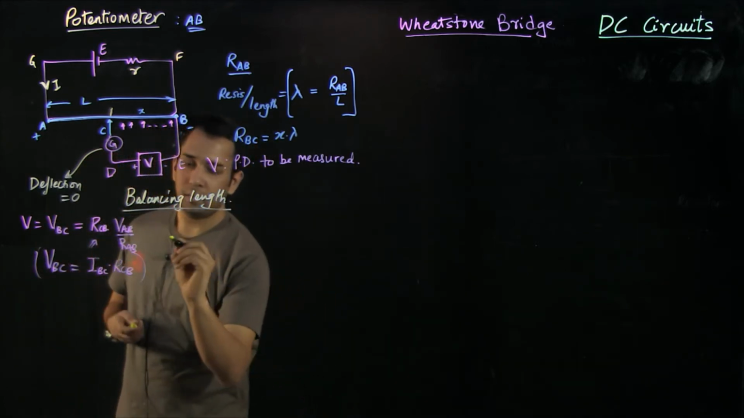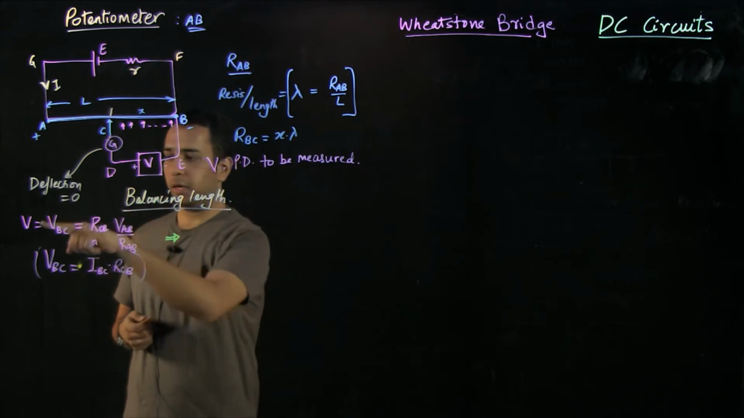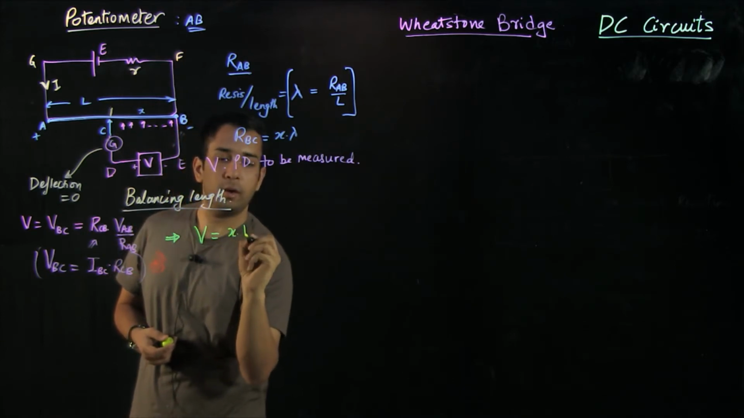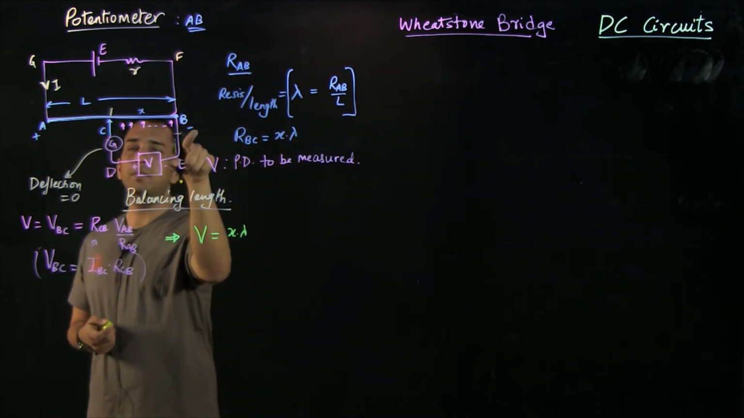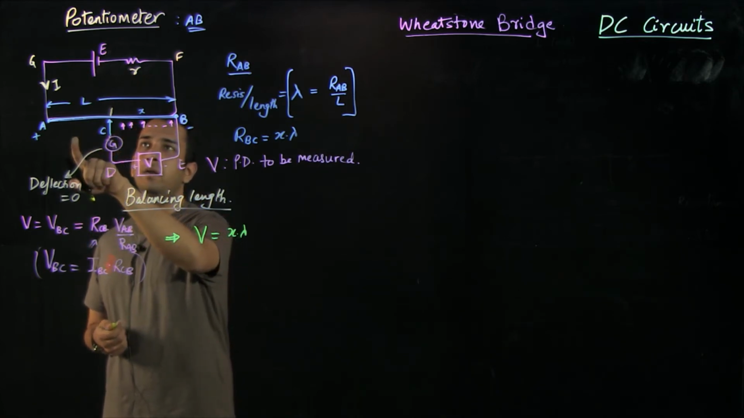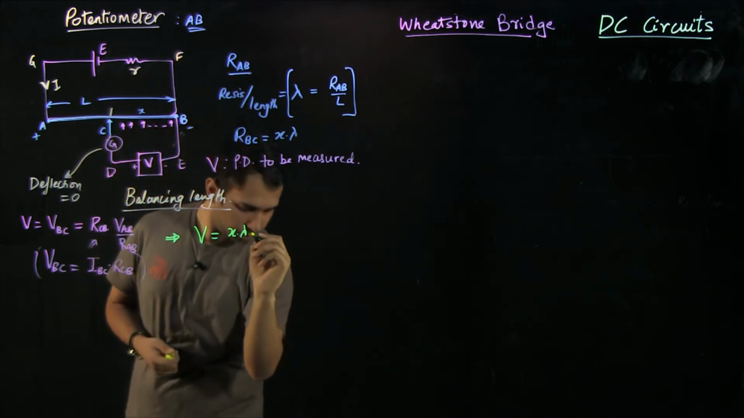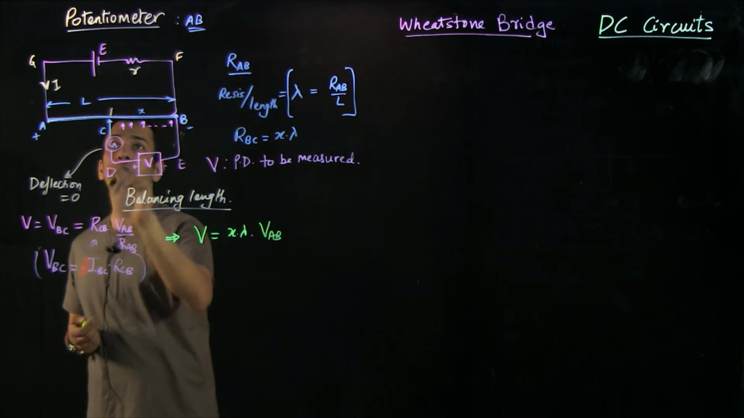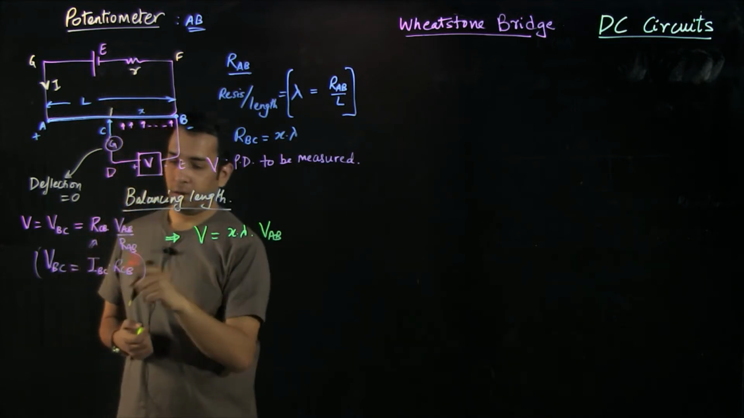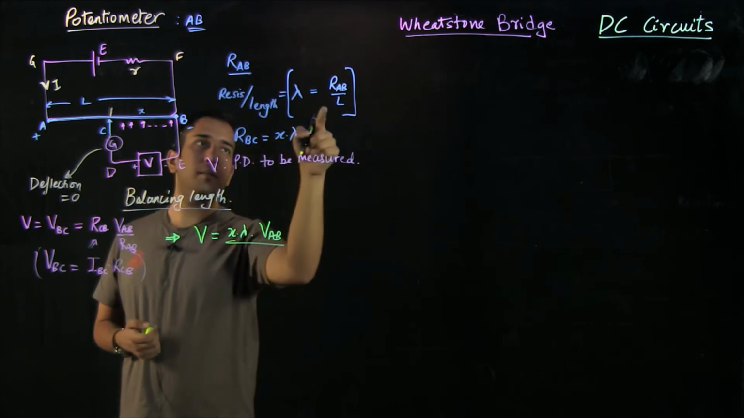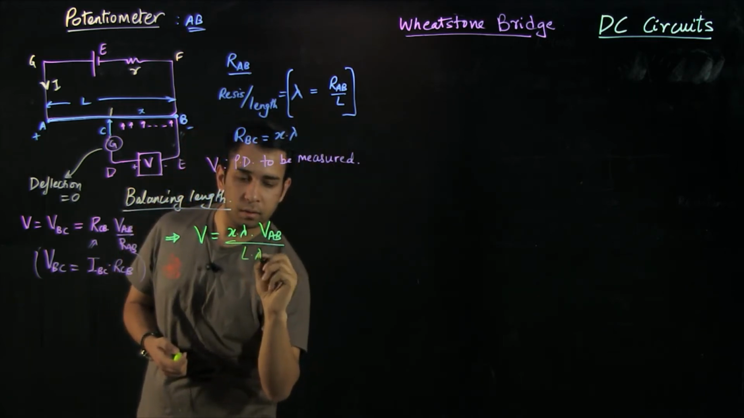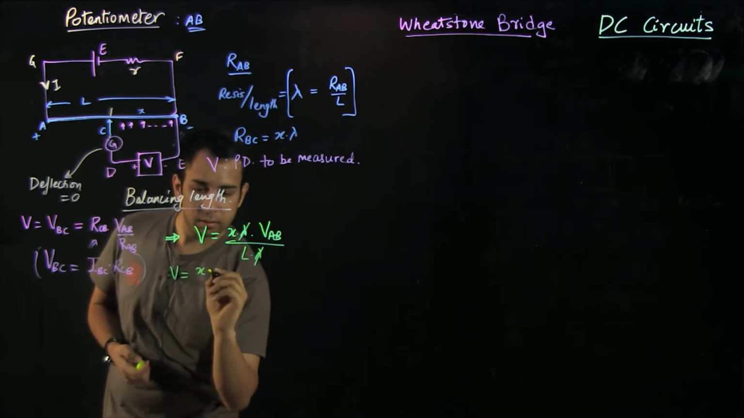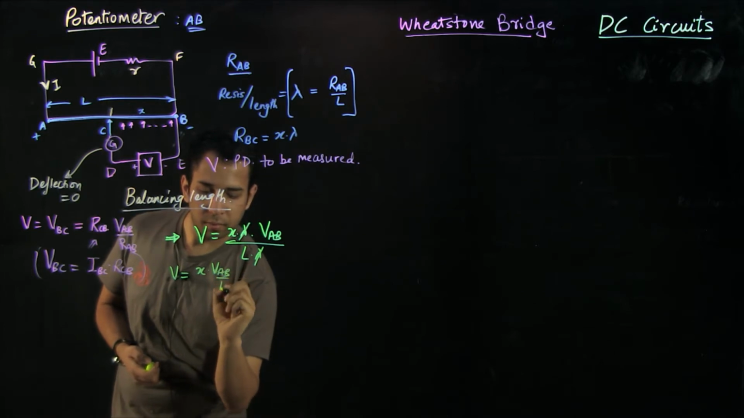So effectively, we get the formula V equal to VBC. So V equal to RCB, which is X into lambda, times VAB, which is nothing but the total potential difference, which we will know because we know the E and R, upon RAB, which is nothing but L into lambda. Lambda will cancel out. So this gives us V equal to X into VAB by L.